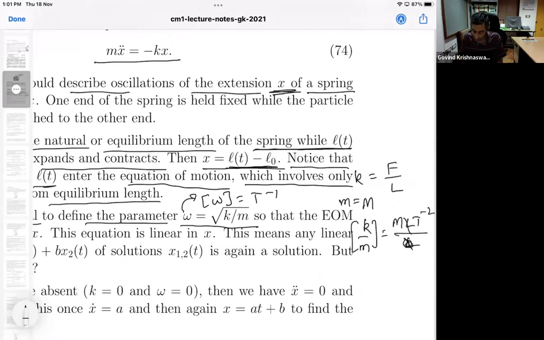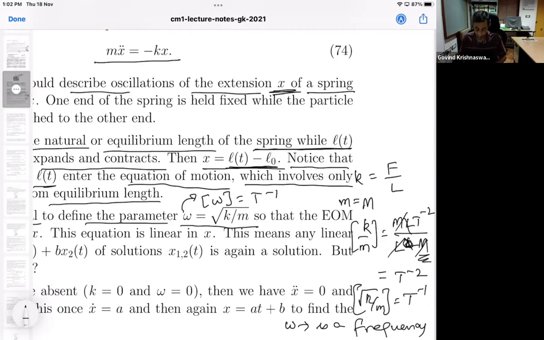upon mass times length. Yeah, k was force upon length. So I've written that, and then I've divided by mass. So we notice that you're left with T to the minus 2. So upon taking the square root of k upon m, we get dimensions of inverse time. So omega is a frequency, yeah, per second in SI units.